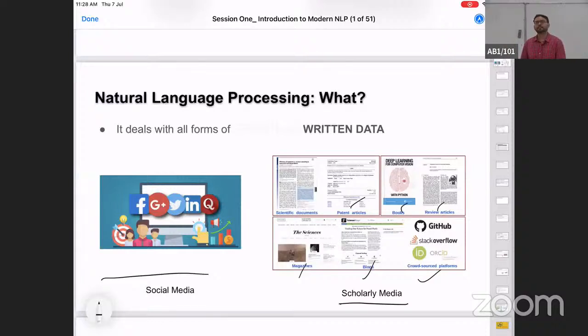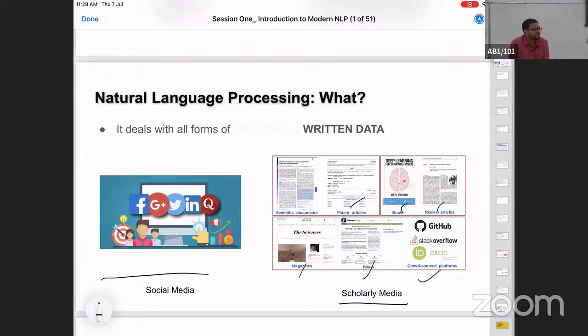What are the other written data sources that you use every day? Handwritten? Yes. Handwritten data is also a written form of data. Any other major source of data? Newspapers. That is also a written form of the data. Wikipedia. It's huge, right? Used in many of the NLP models, and it is also in the written form.